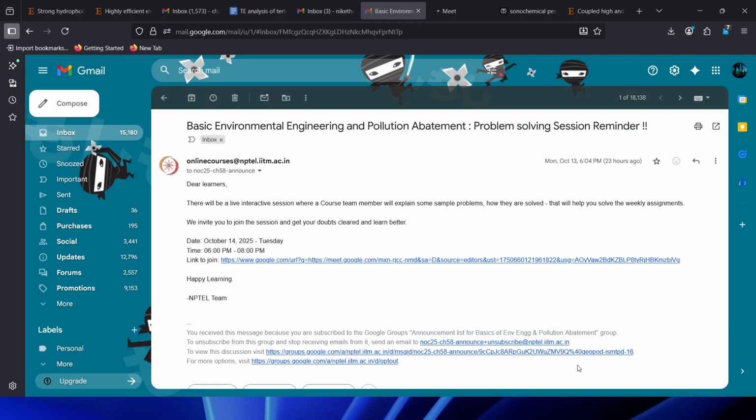So what is autoclaving? We are using steam, high pressure steam. So basically, it's like having a high pressure and steam. It's basically like a pressure cooker. So this will destroy all the microorganisms.